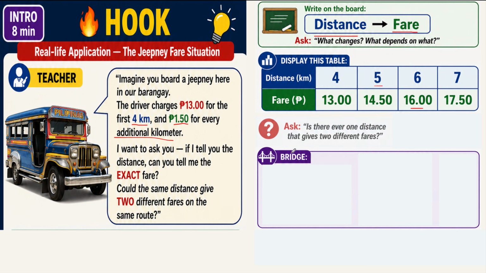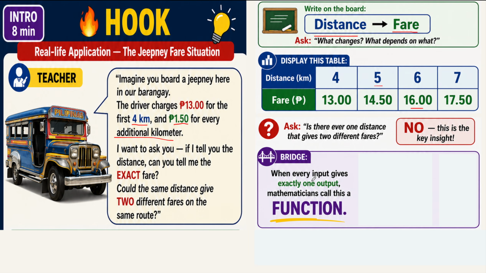So, now, may tanong ako eh. Is there ever one distance that gives two different fares? Of course, wala. Hindi pwede yun na yung same distance tapos dalawa yung sisingilin ng driver. Hindi ka papayag. Okay? So, now, when every input gives exactly one output, mathematicians call this a function.